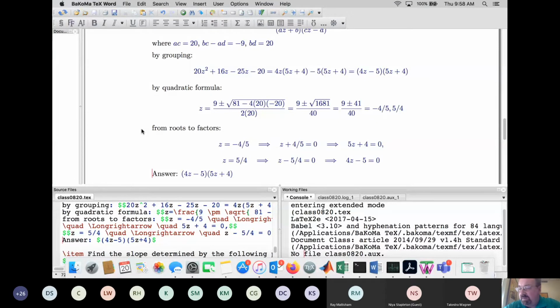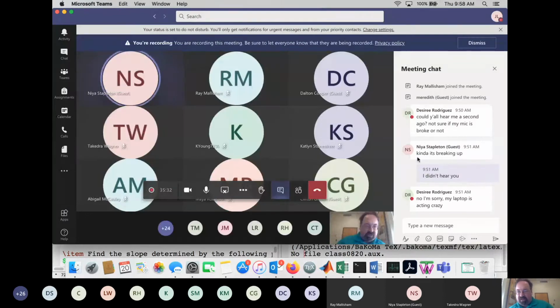So it's not too often that you might actually need to use the quadratic formula, but it's always a good backup.